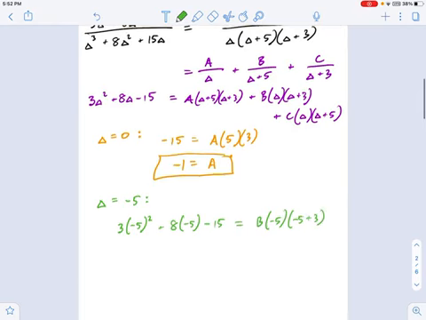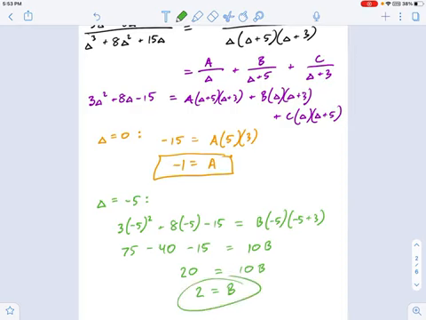Okay, we've got some work to simplify this. This becomes 75 plus, well, that's 8 times -5 is -40. And then minus 15. And that's all equal to I think 10b. Double check me on that. -2, 10b. Okay, that looks good. So 75 minus 15 is 60, minus 40 is 20. So I get 20 equals 10b. So then b equals 2. All right, we're making progress.